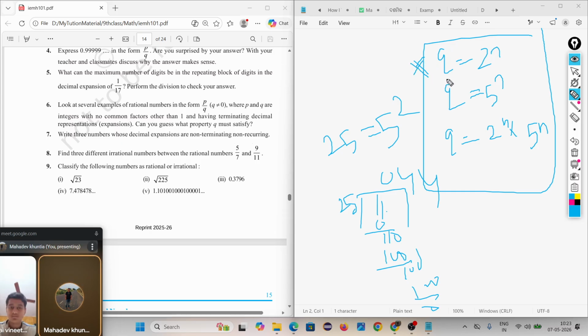Either you can write q, your denominator, as 2 raised to the power n, or 5 raised to the power n, or both 2 raised to the power n and 5 raised to the power n. Irrespective of this, like 15 upon 11. Can you write 15 as 2 raised to the power n? No. Can you write 15 as 5 raised to the power n? No. Can you write 15 as 2 raised to the power n or 5 raised to the power n, or both? No. So that's why here you will get non-terminating recurring decimal. Okay. Now you understand clearly. Yes, sir. This you remember.